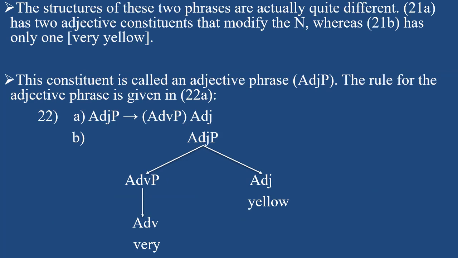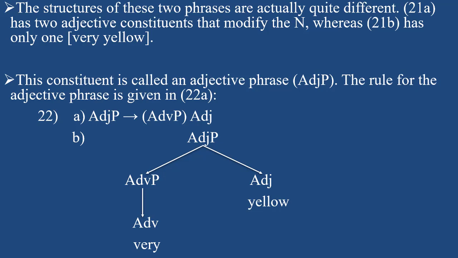So the structures of these two phrases are actually quite different. 23a has two adjective constituents that modify the N, whereas 23b has only one, which is "very yellow". This constituent is called an adjective phrase, and not in A. The rule for the adjective phrase is given in 22a. An adjective phrase consists of an optional adverb and an adjective.